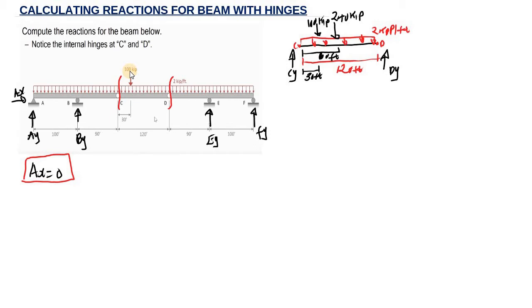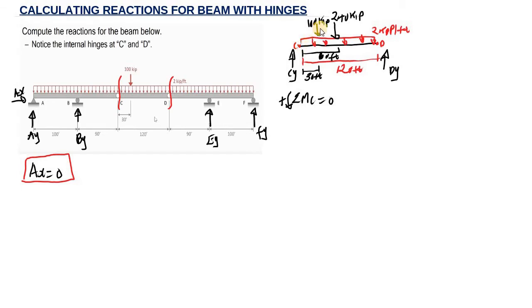This is acting upward. So we're going to calculate cy and dy. Now, how can we calculate this? We are going to take the summation of moments at any point. Let's take the summation of moments at point C. So we're going to say summation of moments at point C is equal to 0. We're going to assume all the moments in the counterclockwise direction to be positive, while all the moments in the clockwise direction to be negative.